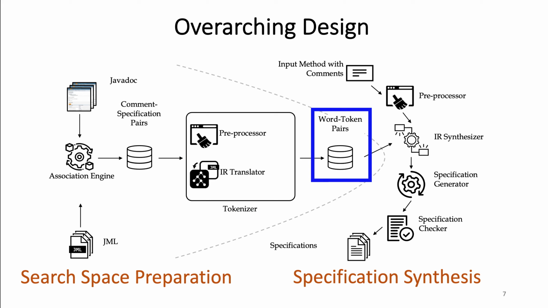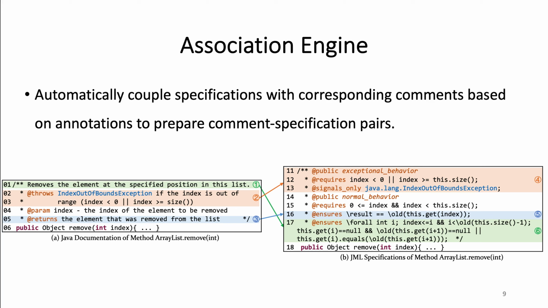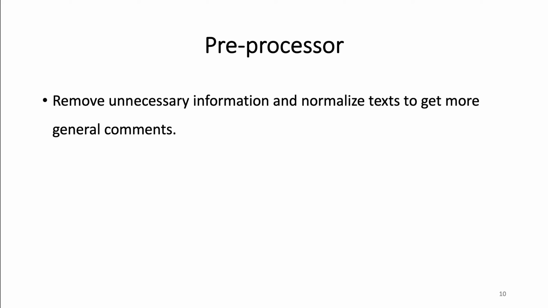The first component is the association engine. It automatically couples the specifications with corresponding comments based on annotations to prepare comment specification pairs. Then we will use the preprocessor to remove unnecessary information and normalize the text to get more general comments.